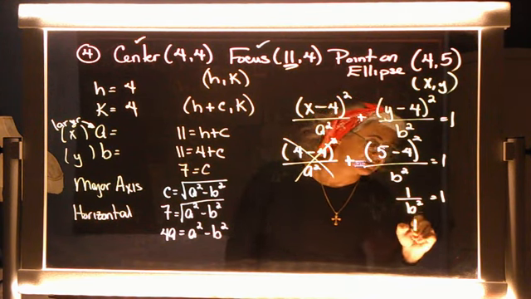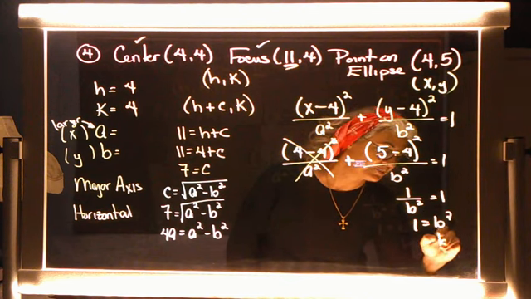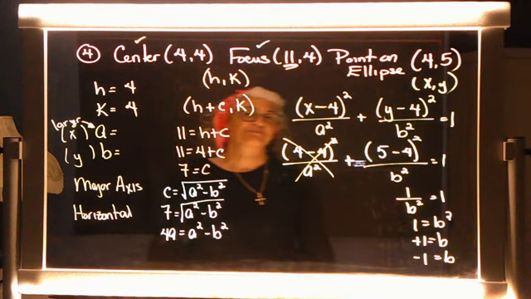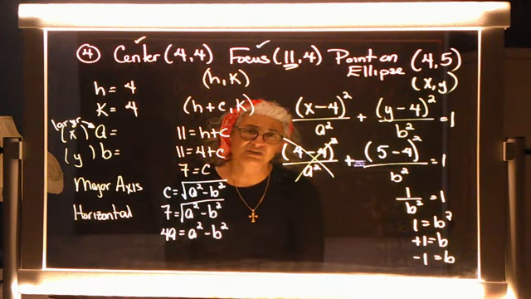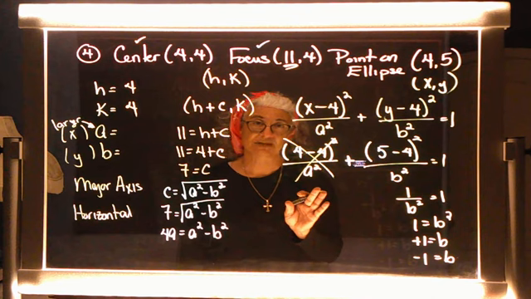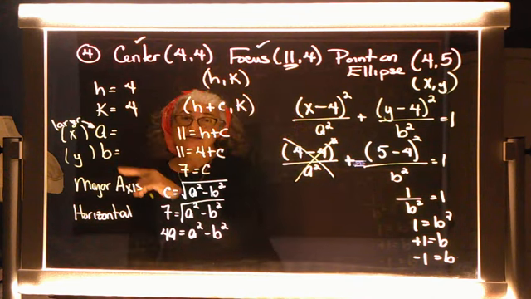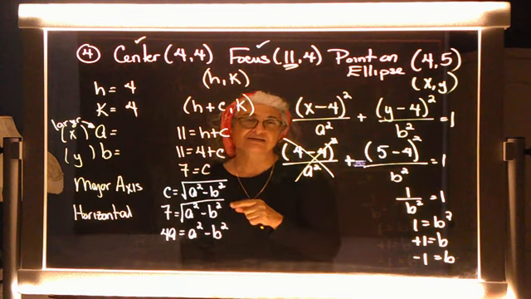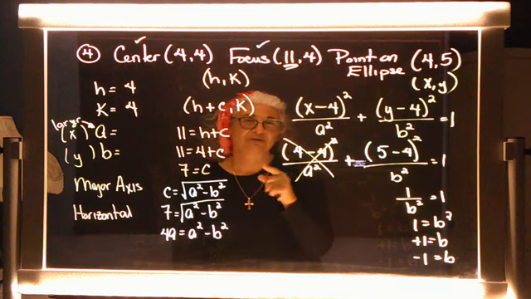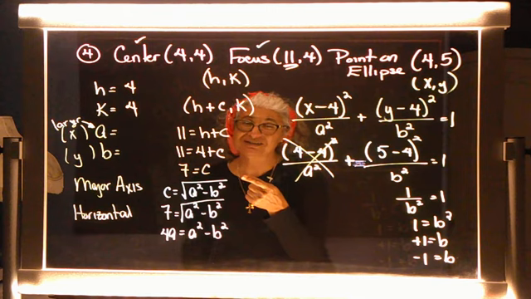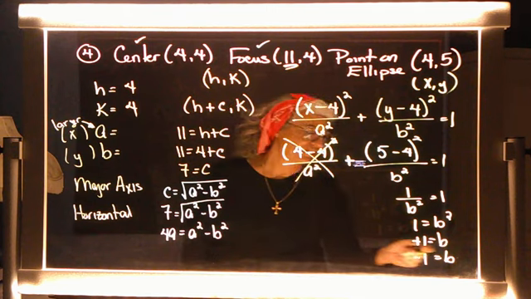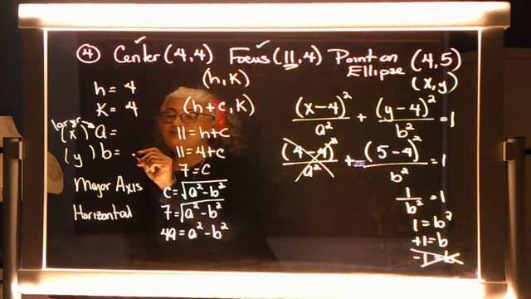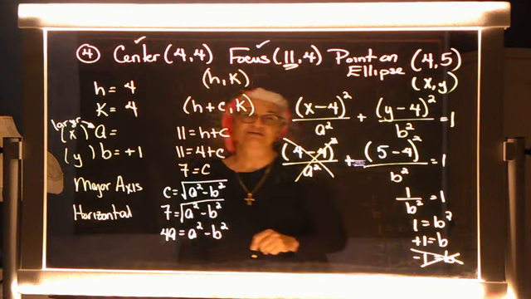Use your algebra. 1 is equal to B squared. B is equal to a positive 1 or a negative 1, isn't it? And you're like, how do you know which one it is? A and B, remember, represent your radii. Are radii positive and negative? Nope, they're only positive. This negative one isn't going to work for us, which means in this case, B is equal to a positive 1.